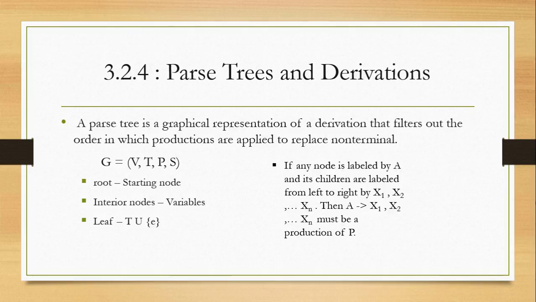If any node is labeled by A and its children are labeled from left to right by x sub 1, x sub 2, until x sub n, then A derives x sub 1, x sub 2, until x sub n. It must be a production of P.